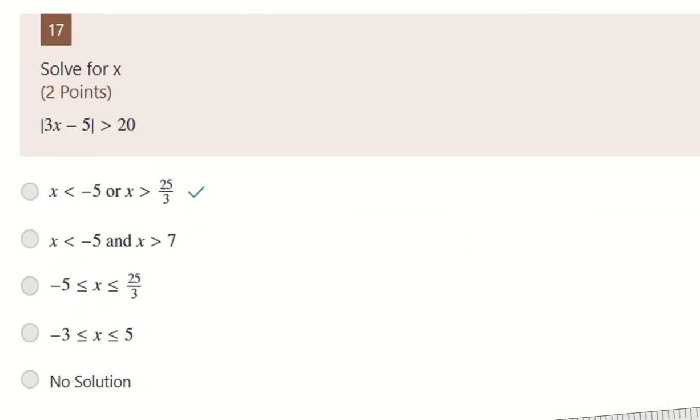Question 17. Solve for x. Okay, this is greater than, strictly greater than, not greater than or equal to. So this is going to be an or statement, because the distance that I'm away has to be more than 20 units away, right? The distance I am from this expression, 3x minus 5, has to be more than 20 away. So on the one end, I've got 3x minus 5 has to be greater than 20, or 3x minus 5 has to be less than negative 20.